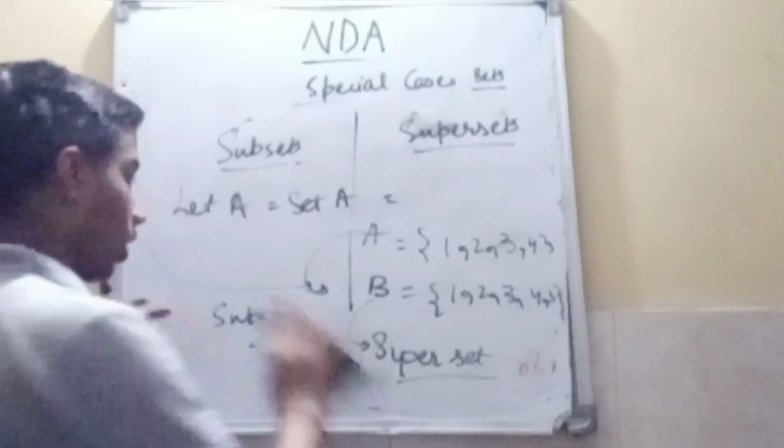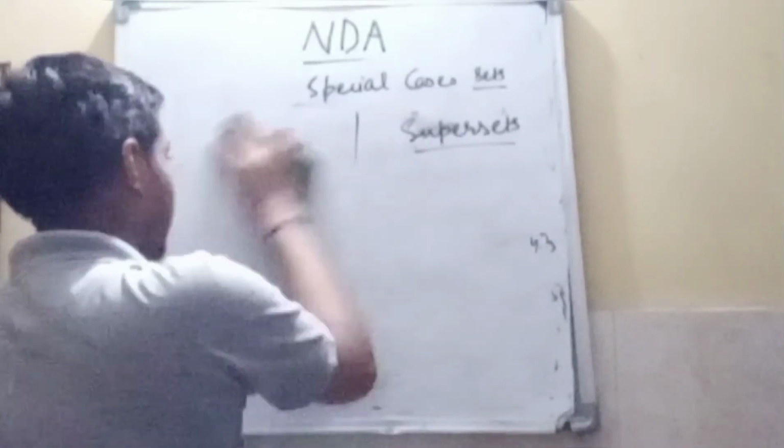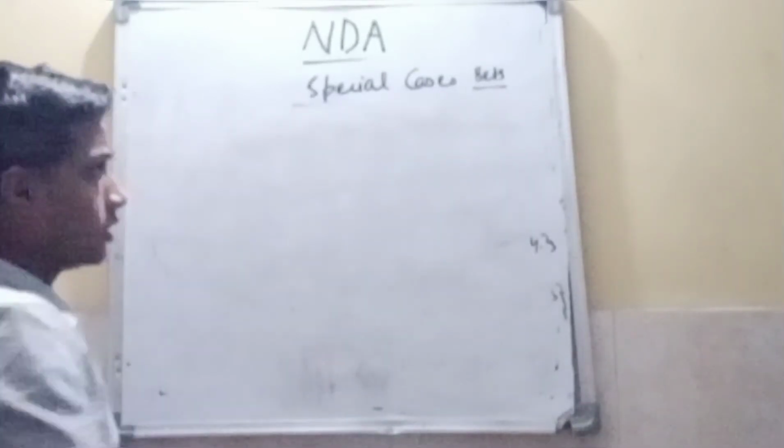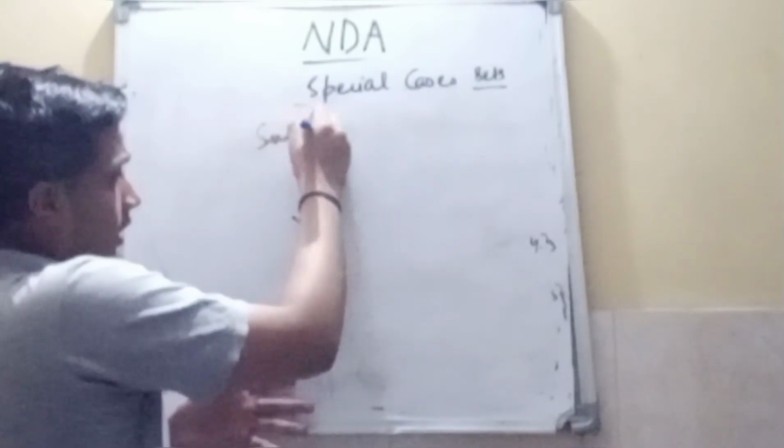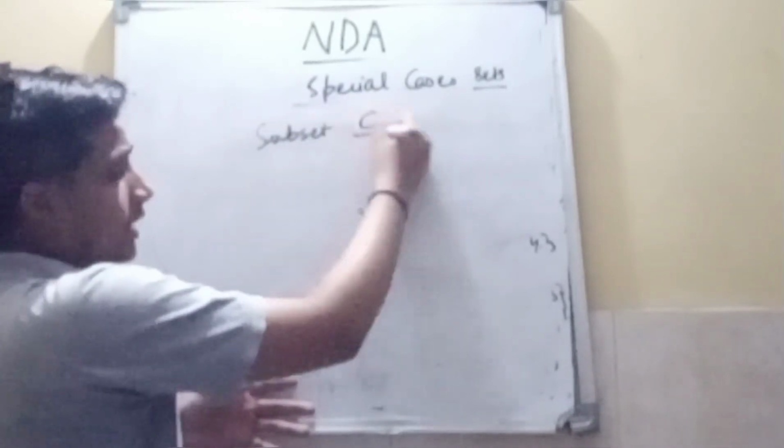The notation or denotation that we write is: subset is always less than superset.